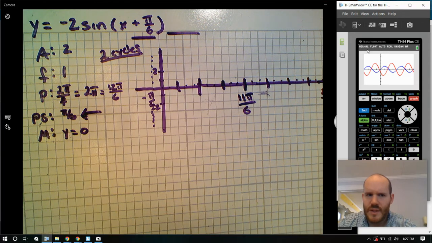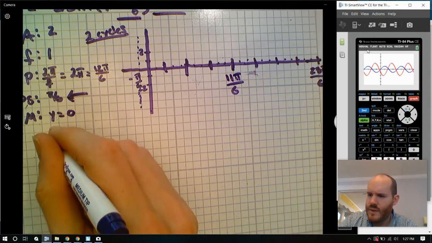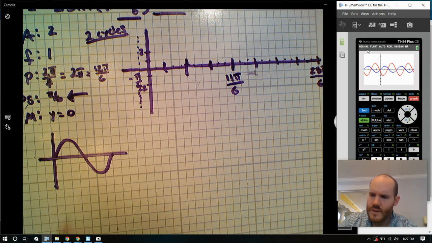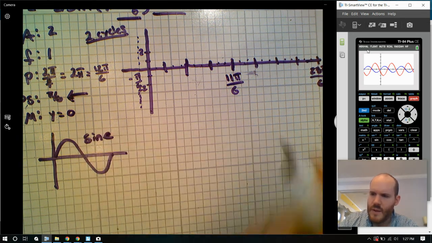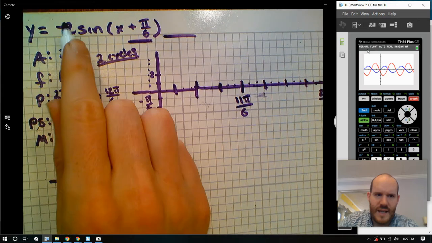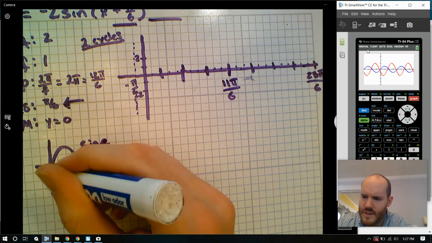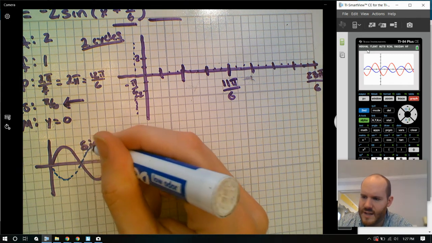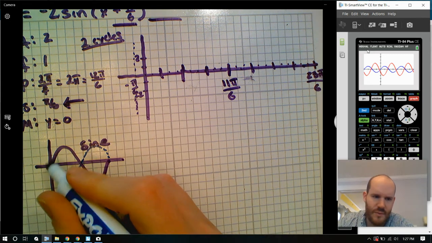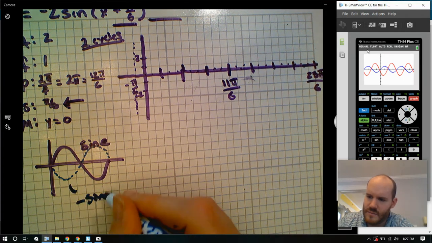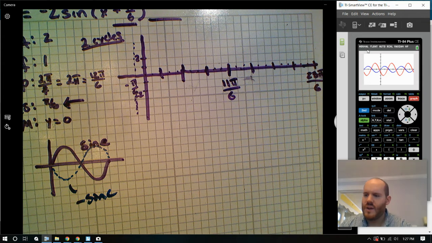Now I just need to figure out what this graph looks like. So I'm going to picture the original sine graph. So this is the graph of sine. But here, because I have a negative, I'm going to have to reflect this graph vertically. So what that's going to do to my function is that everything should be opposite. So the graph of negative sine would be the exact same graph, but rather than rising, it should fall. And that's the graph of negative sine. So that's the graph I'm going to use.